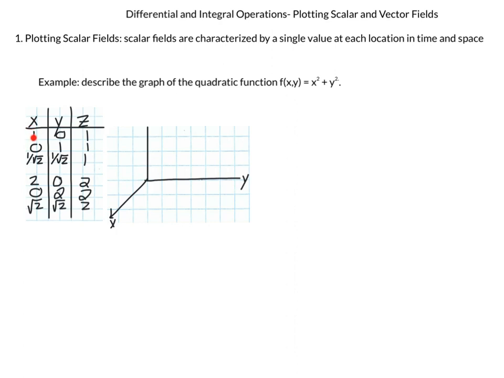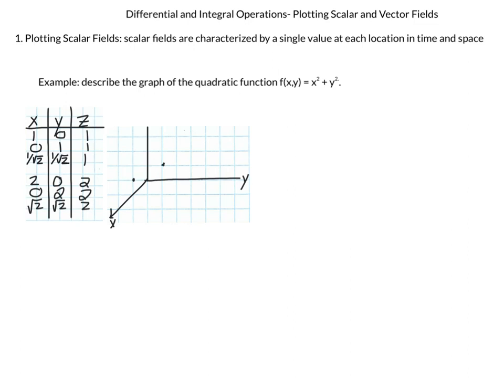I'll start with x equals 1, so I come out here on the x-axis, y equals 0, so I don't need to move, and then z is equal to 1 at this point, so I get this point here. My next point, 0, 1, 1: x is 0, so I don't need to move any, y is equal to 1, and then z is equal to 1. So I have this point over here.